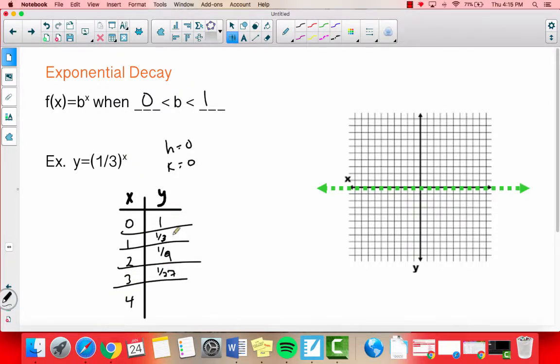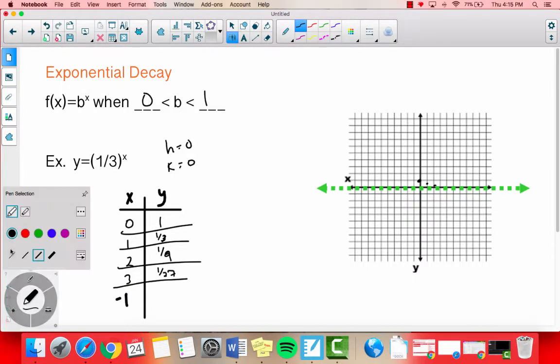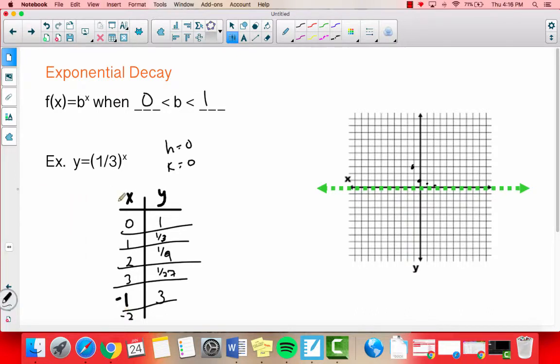So this is going to be getting smaller and smaller as I go to the right. So what that means is I should probably plug in some negative numbers. And so I can change my -4 to a -1. So if I plug in -1, my fraction is actually going to flip and become +3. If I plug in -2, it's going to flip and become +9, so way up there. And then I can stop because I've got at least 5 points here, and I can connect them. And there's my exponential decay function.